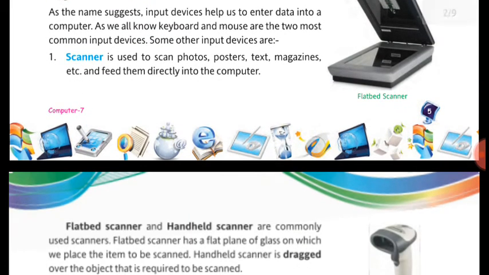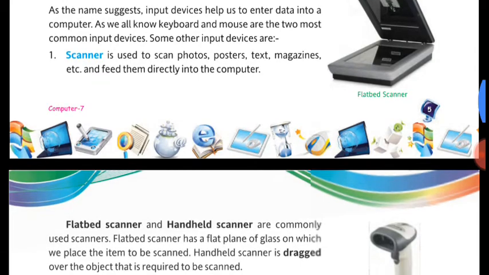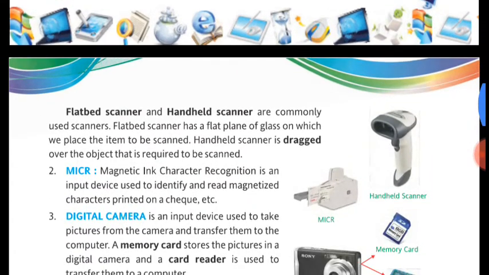There are two categories of scanner, flatbed scanner and handheld scanner. The scanner which you see in the market is a flatbed scanner, on which we can put a paper, and it scans and stores it into the computer. Second is the handheld scanner, which is generally available in shopping malls and is used to scan the barcode. In a barcode, some information is hidden.